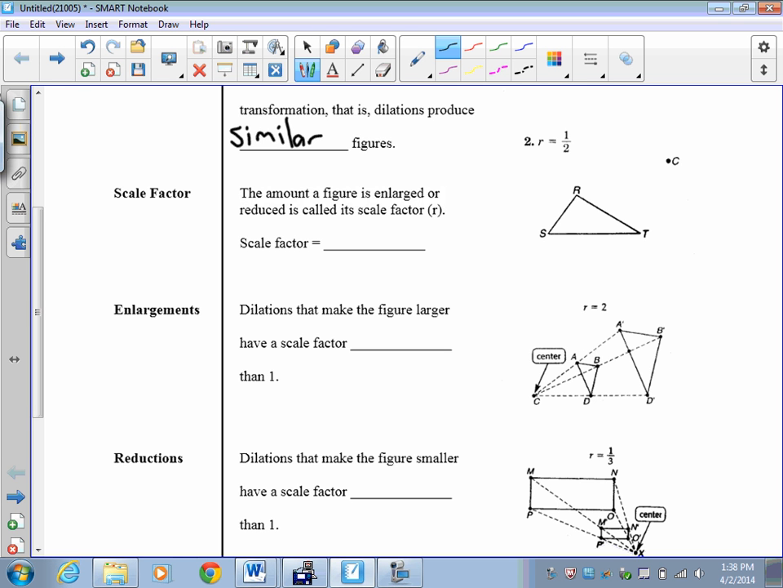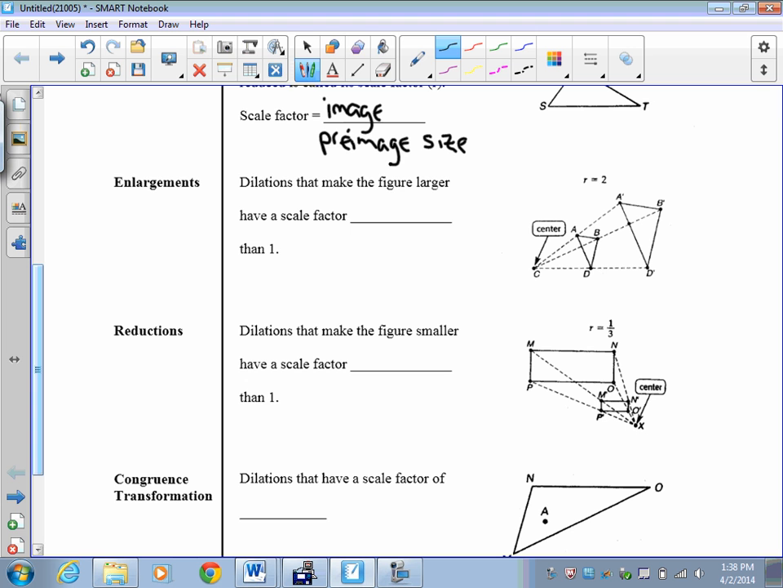So a scale factor is the amount a figure is enlarged or reduced, and is symbolized by R. We figure it out by doing the image size divided by the pre-image size. So probably the best way to see this will just be to go over a few examples.